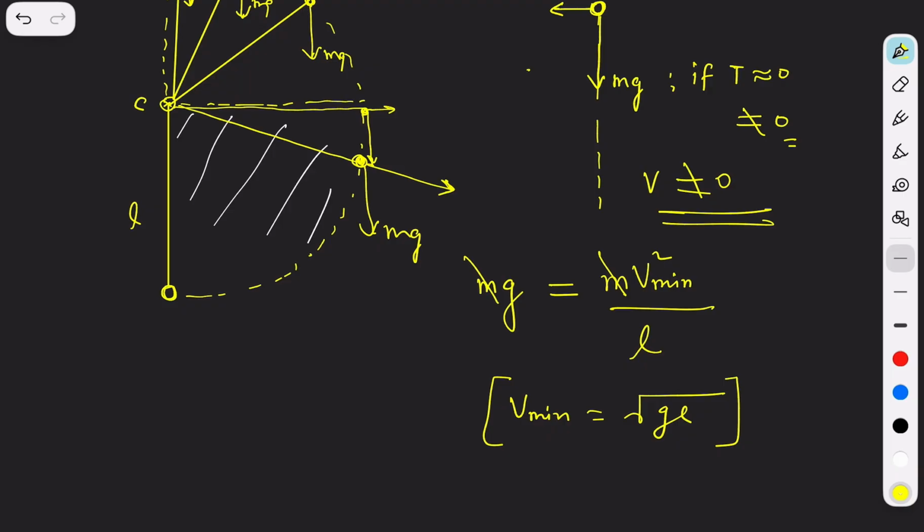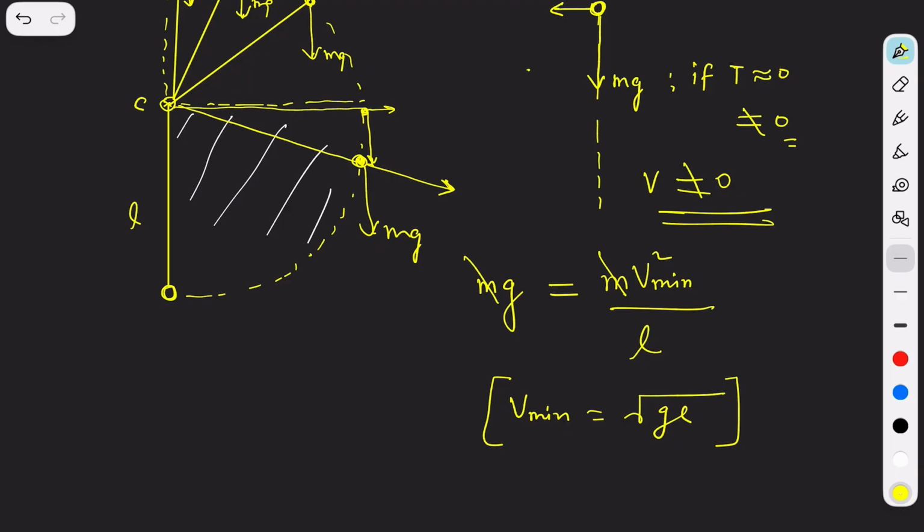And there should be a minimum velocity. If this minimum velocity is not there, then due to this mg, the string is going to fall down and the string will slack. So to fulfill all these things, you need a minimum velocity at the topmost point. How much, guys? Root gl. So if you have this much velocity, then you can perform the circular motion, because after that again you are going to get what?